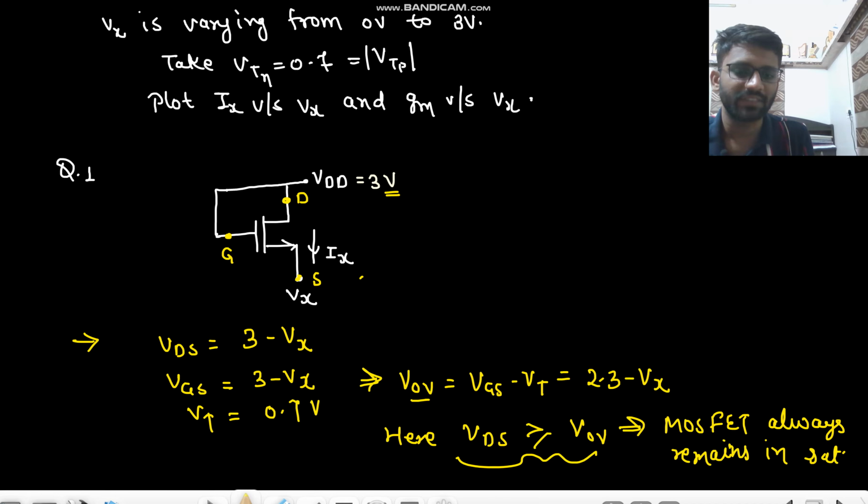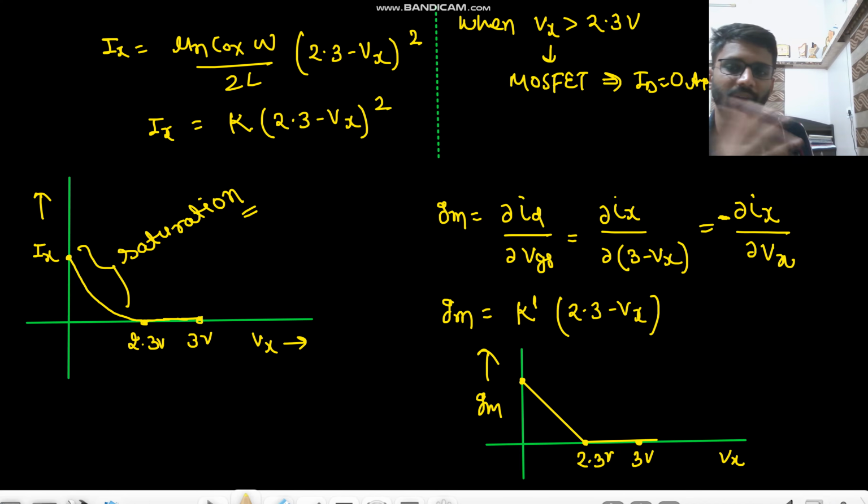Just write VDS, VGS, VT. Then you will see if it is in saturation or linear region. According to that, you can write the equation and just draw the graph. Then you can find the value of GM as well, and by that you draw the graph. GM is always del ID upon del VGS. VGS we simply wrote, and then you can get the graph. Now we will see one more question. In the next video, we will see that other question.